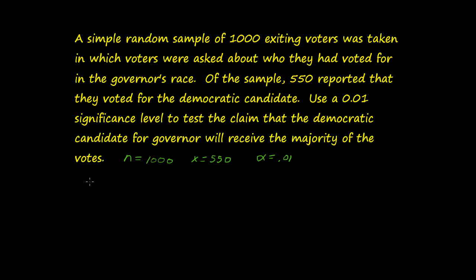Okay, now let's identify the original claim in the problem. Our original claim is that the proportion, where does it say that? To test the claim that the Democratic candidate for governor will receive the majority of the votes. Well, a majority means greater than 50%, right? So the claim is P, the proportion received by the Democratic candidate, is greater than 0.5, or 0.50 if you like. Okay, well, what's the competing claim then?